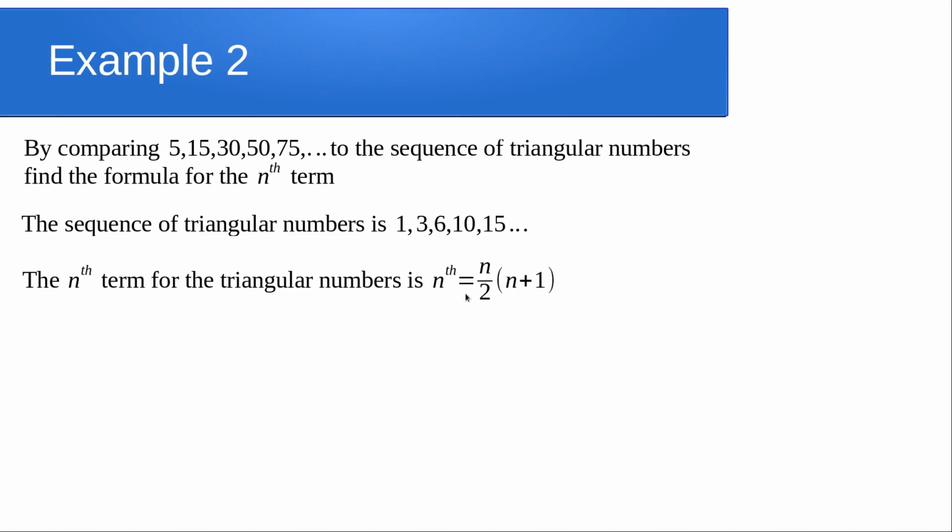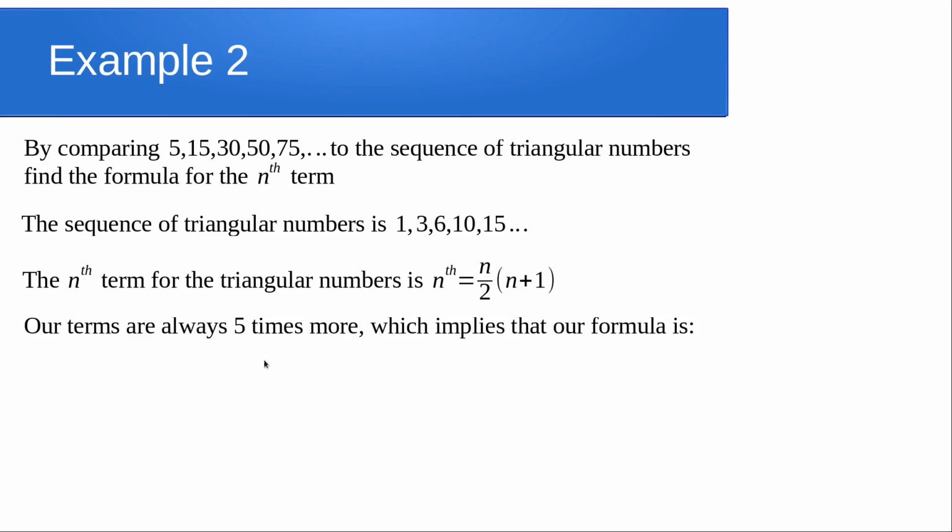Well, the nth term for triangle numbers is this one here, and it tells you that in the book that goes with this video series, and we know that ours is 5 times more, not 5 more, 5 times more, and that implies that our formula is 5n over 2 times n plus 1, rather than just the single n there.